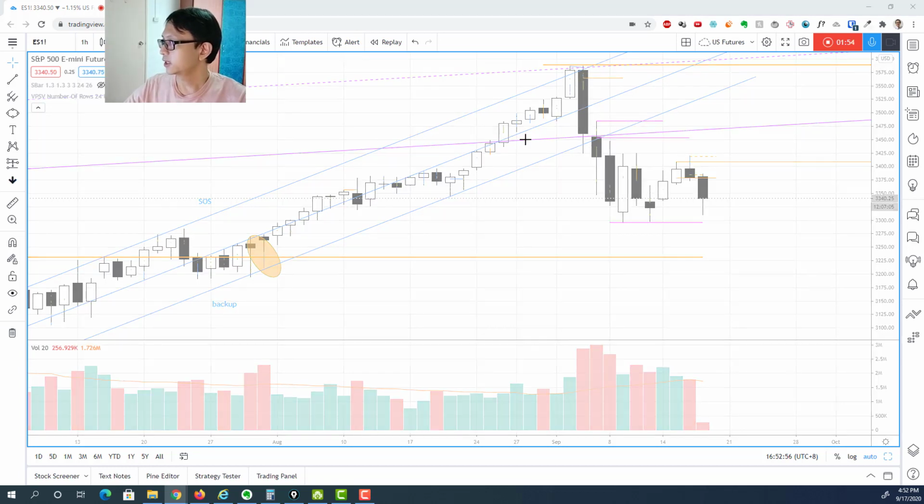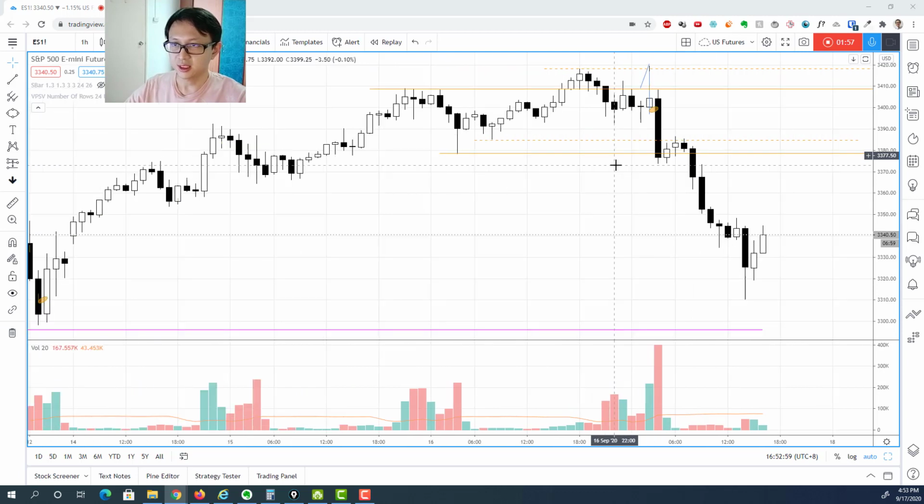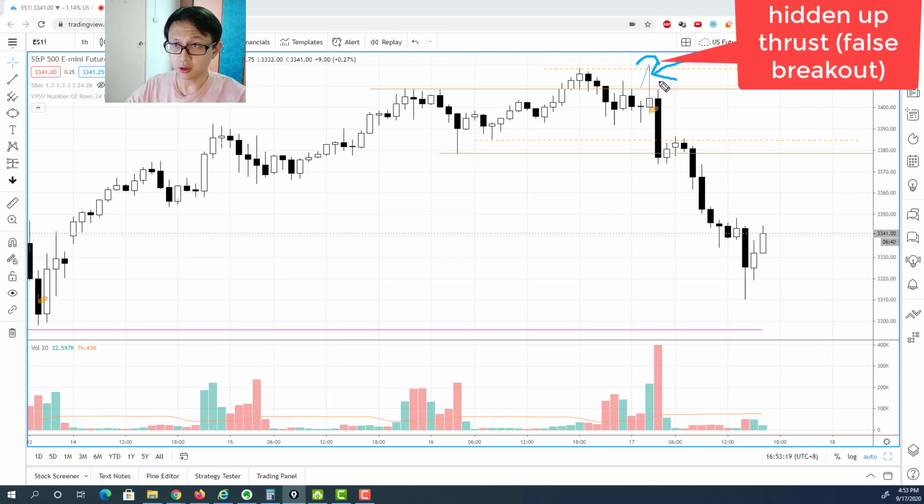Okay, so this is the hourly time frame, and you can see that the failure actually came in at about 2 a.m. and also the 3 a.m. sell-off during my time zone. So that's the rejection tail, and it has this kind of hidden upthrust if you are into volume spread analysis, or you can just call it a false breakout.